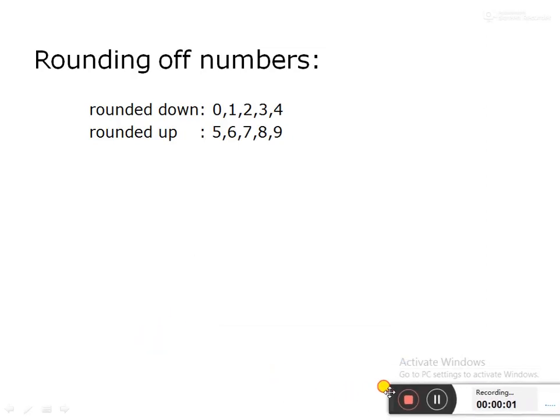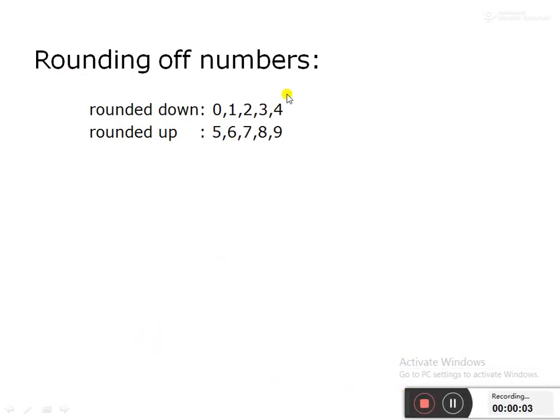Dear students, next we are going to see rounding of numbers. There are two parts you have to keep in your mind. One is round down, another one is round up. If the number is less than 5, we have to round down. If the number is 5 or more than 5, we have to round up. Let us see the example.